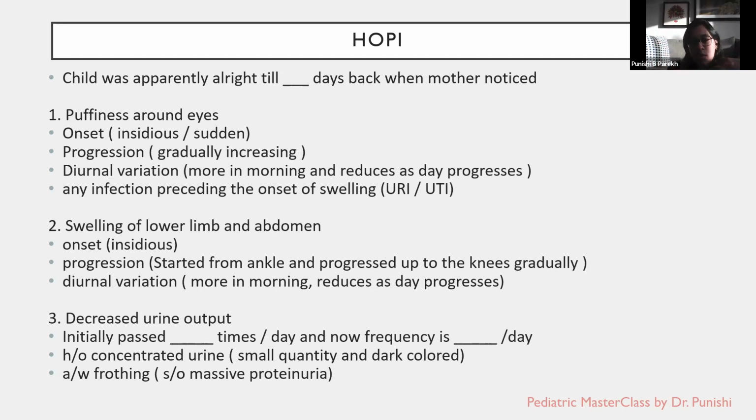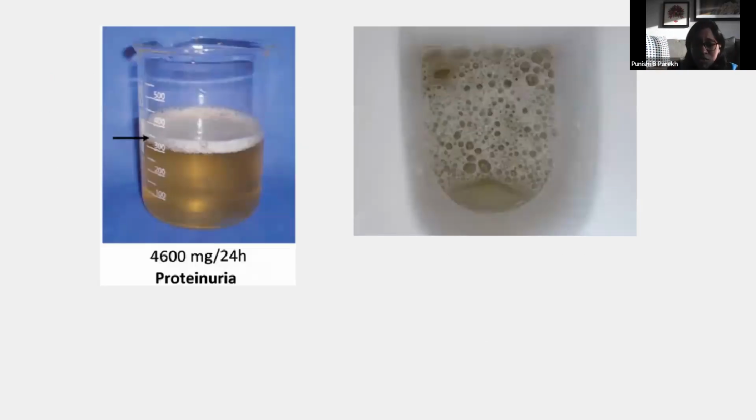Along with that, two important questions you need to ask with respect to decreased urine output are whether there's a history of concentrated urine and whether there's associated frothing. When you have less urine being produced, you will always have associated concentrated urine, so urine will be small in quantity and dark colored. Another interesting feature of the urine in nephrotic syndrome is associated frothing. Why do you have frothing? When there's massive proteinuria, you lose all your albumin in the urine. It results in frothing. So this is what it looks like.